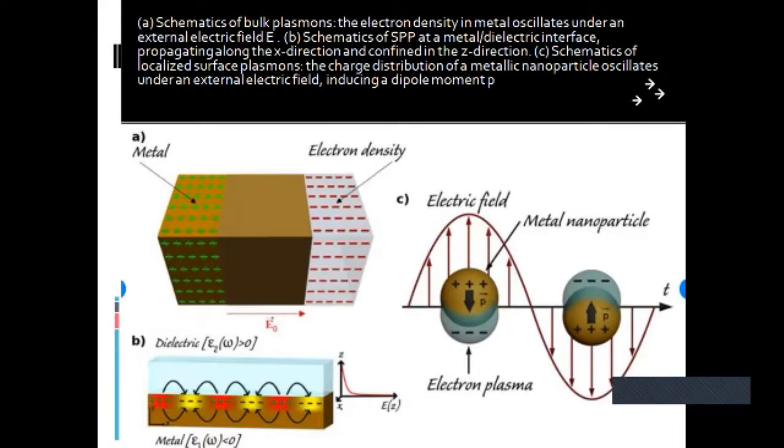So in this image A, it shows the bulk plasmons when we apply the electric field, and we have displaced negative charge, and in this B image we have a metal and dielectric interface, and we have surface plasmons, and in the C it shows the charge distribution of the metallic particle along the interface of the metal and dielectric.